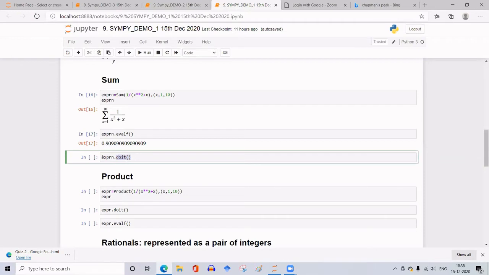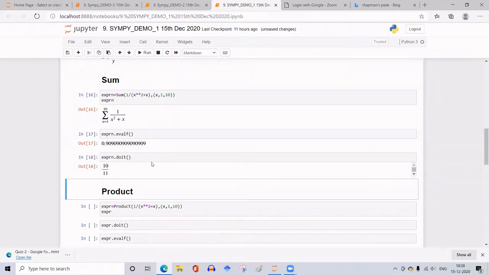This evaluation can also be done by means of another function called doit, with blank parentheses. Give the variable name, then dot doit, like this. This also gave the answer, but it is in rational form, not in decimal places. This is more exact than evalf because there is a round off in evalf, which makes it not exactly equal to the true value. The rational form will be the exact value, which you get by using doit. That is the difference between evalf and doit. Okay.